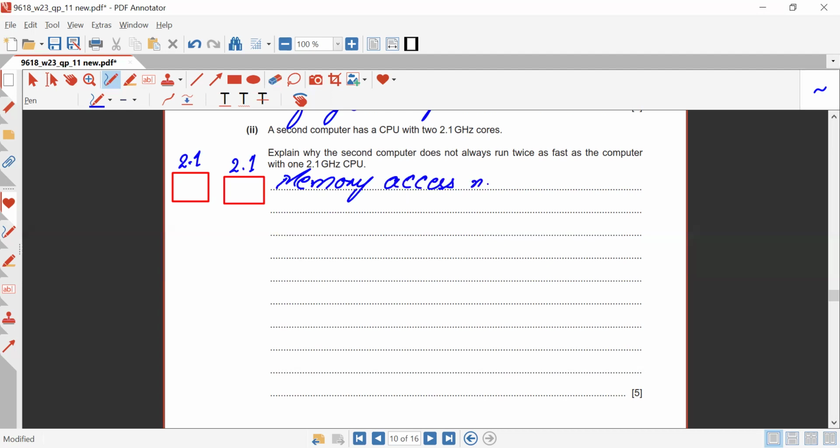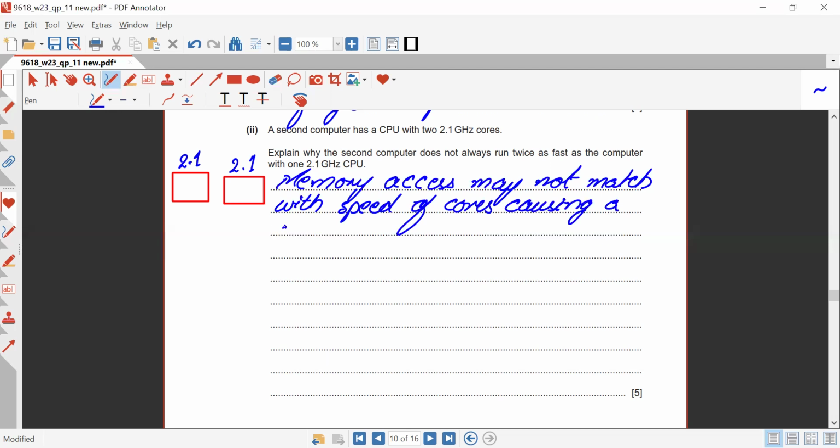Memory access may not match with speed of cores, causing a delay.